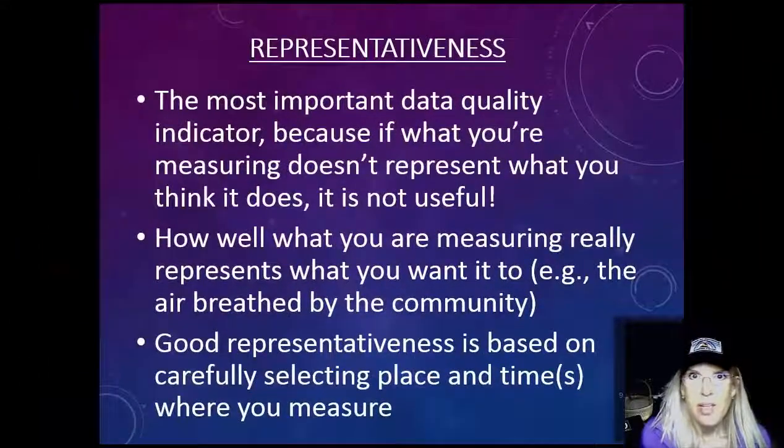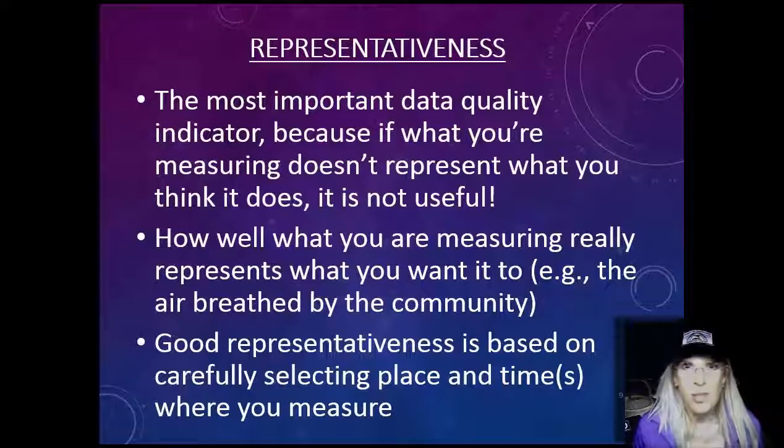The third data quality indicator is representativeness. And this is one of the two non-numeric data quality indicators. So representativeness means mostly that you've done your homework in terms of deciding where to make measurements and when to make measurements to ensure that your measurements are representative of the population that you're concerned about.